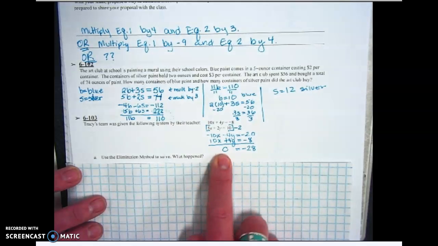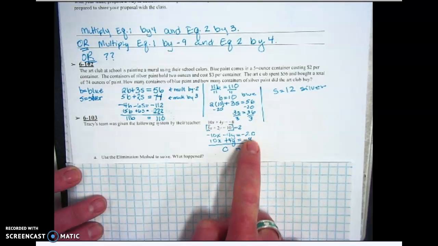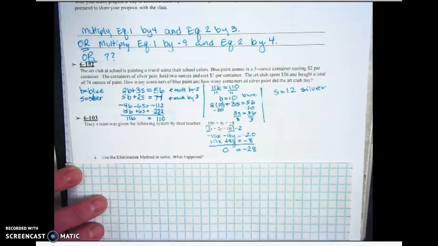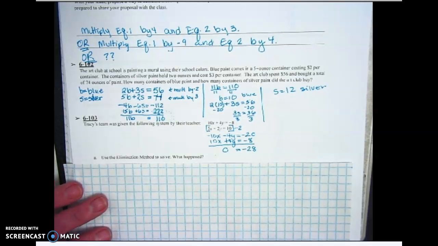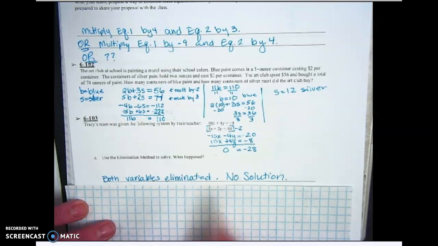So I end up with 0. And then on the right side of the equal sign, I have negative 20 minus 8 more, which gets me to negative 28. So I have this answer of 0 equals negative 28. Ask yourself, does 0 equal negative 28? No, not on this planet, right? So what happened? You're going to say both of the variables eliminated, which is not what you wanted to happen. You only want one to eliminate. So there's no solution.